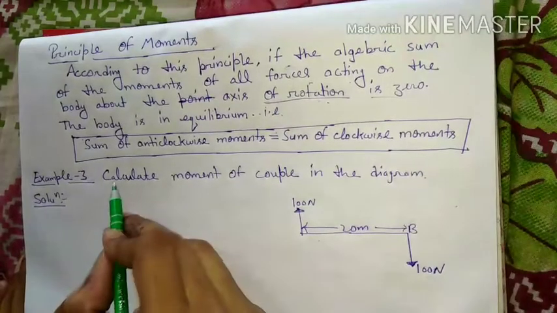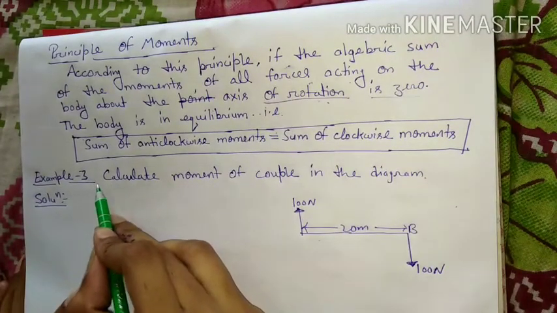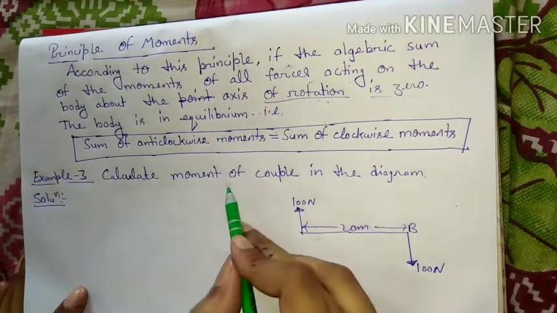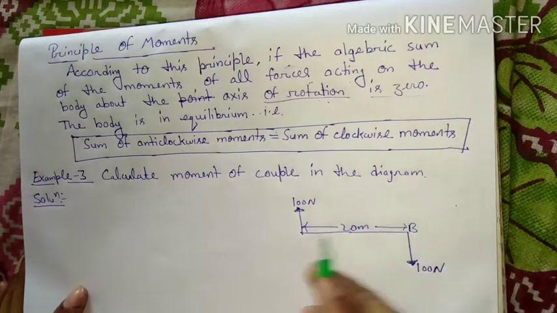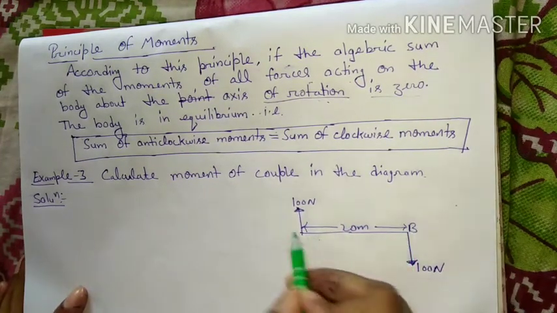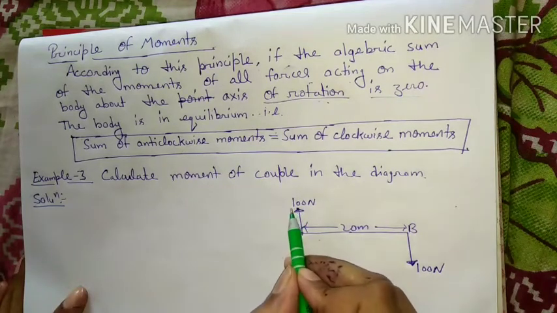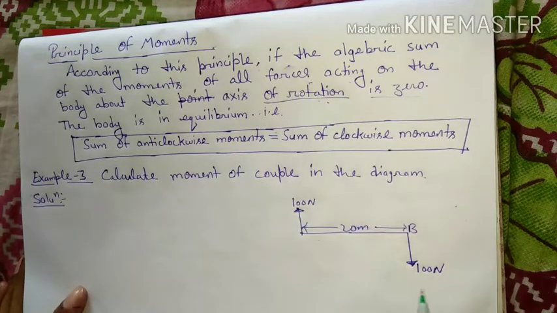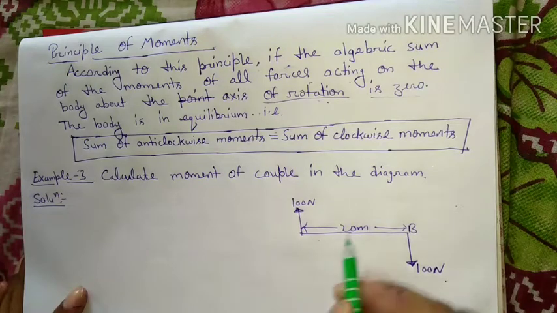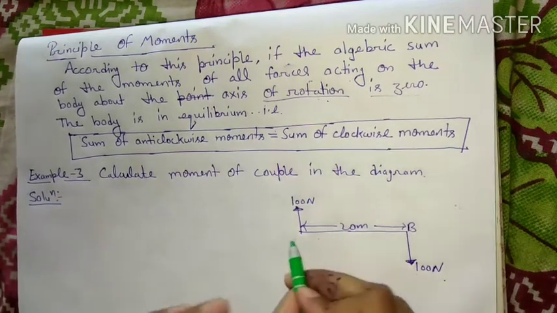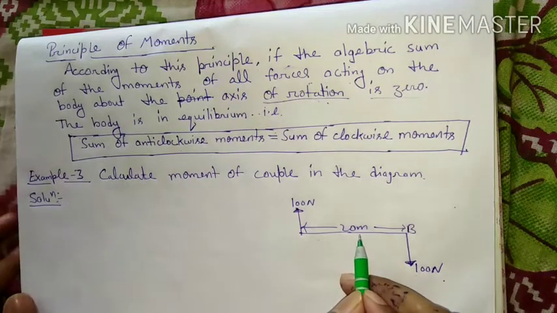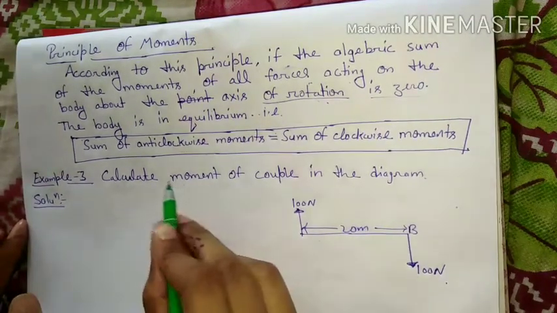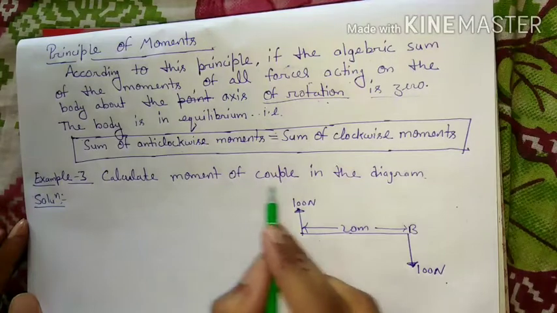First we consider an example, example number 3. In this example, calculate the moment of couple in the diagram. Here in the diagram there are two forces of equal magnitude, both 100 Newton and 100 Newton, acting at opposite ends, and the distance between the two forces is 20 meter. We have to find the moment of couple.